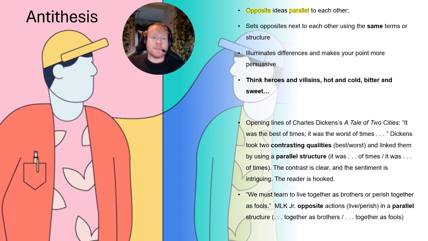The idea of this figure of speech is to set opposites next to each other using the same terms or structure. And what's the benefit of this figure? Why would you use antithesis? To make a difference in your point, to make it more persuasive, to highlight differences.